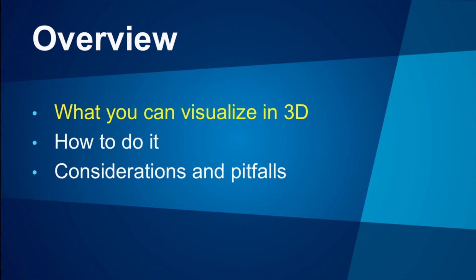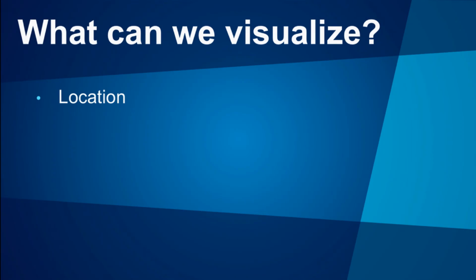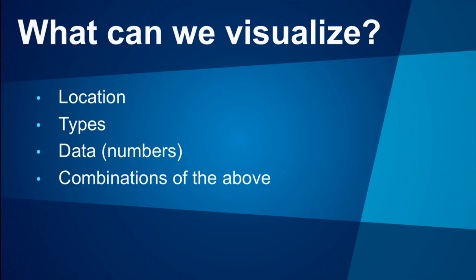Okay, so what can you do? You'll see these categories as very familiar. We talk about visualizing location and types and numeric data in ArcGIS Online and the 2D APIs. Again, that's where it's similar with 3D. That doesn't change. What changes is the actual visualization itself, the look of it.